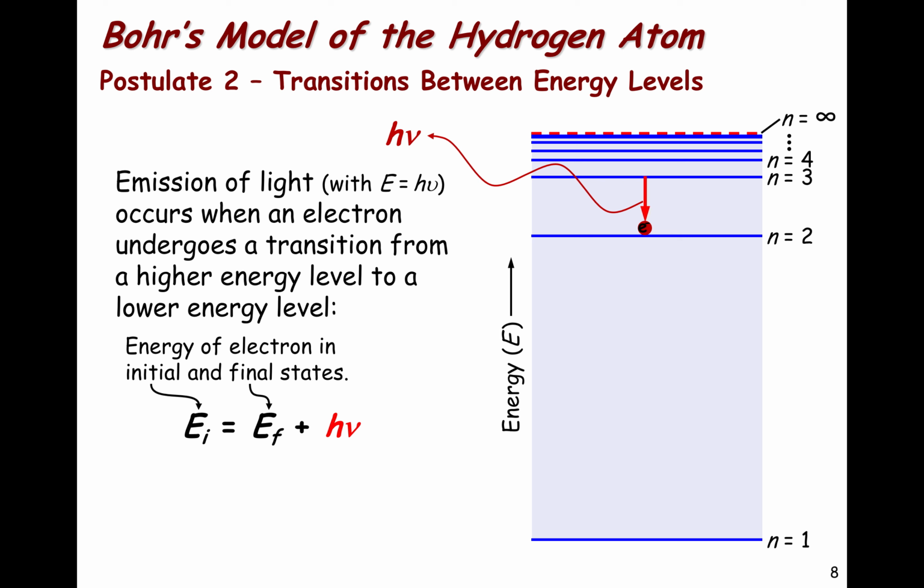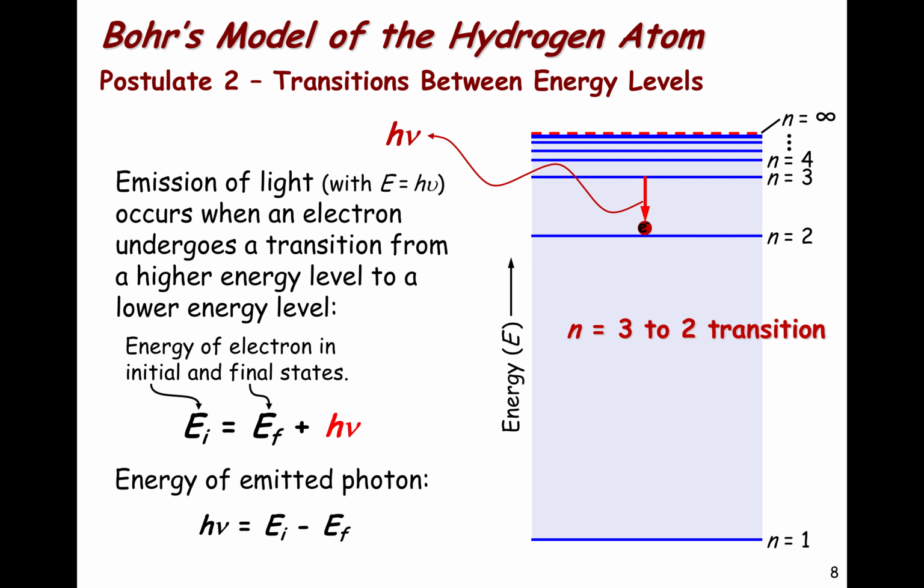It turns out that the energy of the emitted photon is therefore the energy difference between the two energy levels involved in the transition, and so in this particular case the final situation is n equals 2 and the initial situation is n equals 3.